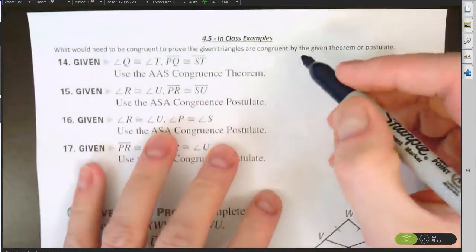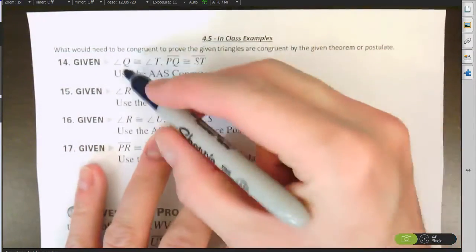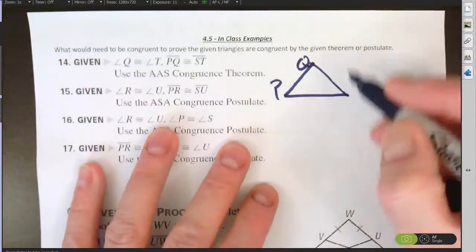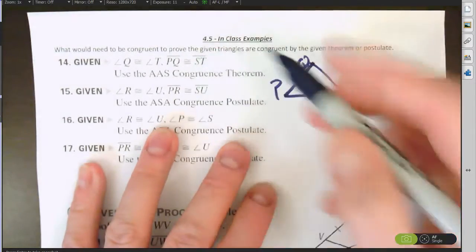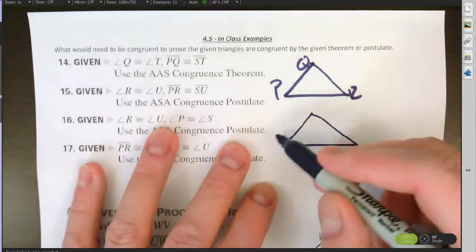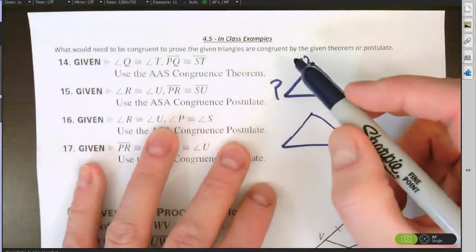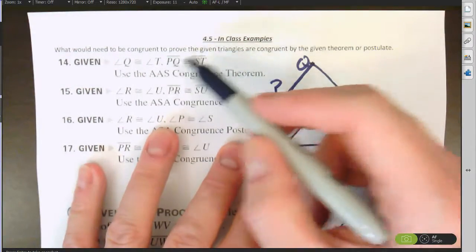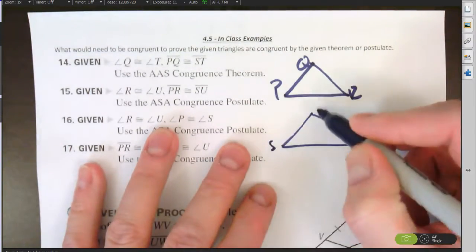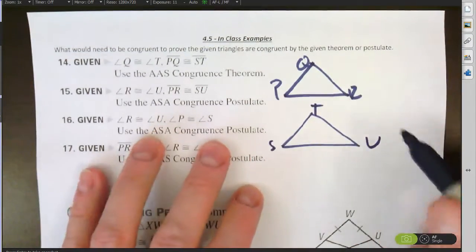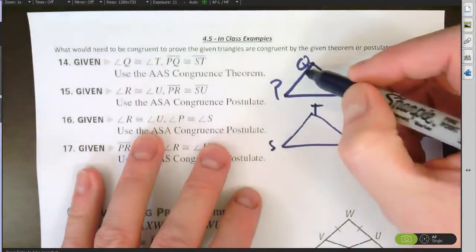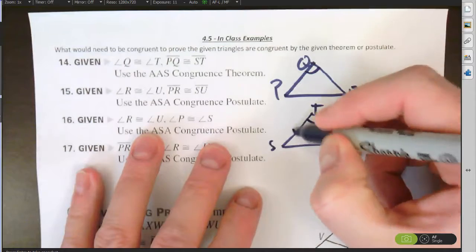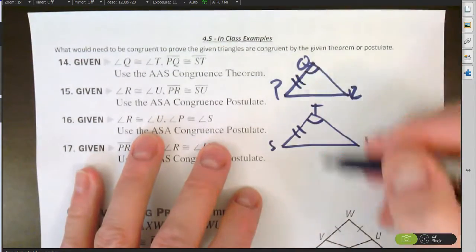So we're going to do angle, angle, side. We have Q and P as our letters, so we'll call this PQR. And this is S and T, and we'll call it STV. Here's the deal: P has to correspond with S, Q has to correspond with T, so it has to be S, T, and then a third letter V. So what we're saying is we know that angle Q is congruent to angle T in those two triangles, and we know that PQ is congruent to ST.